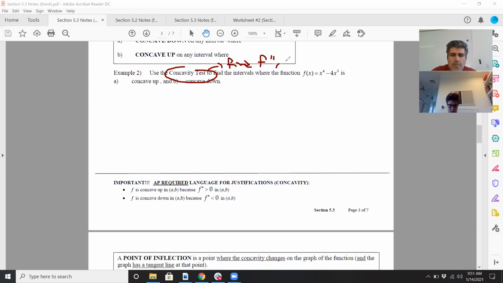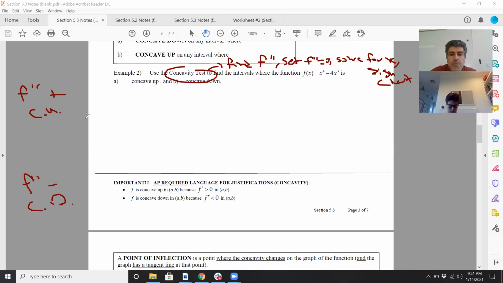Find f double prime. Set f double prime equal to 0. Solve for x. Sign chart. And when f double prime is positive, concave up. If f double prime is negative, concave down.